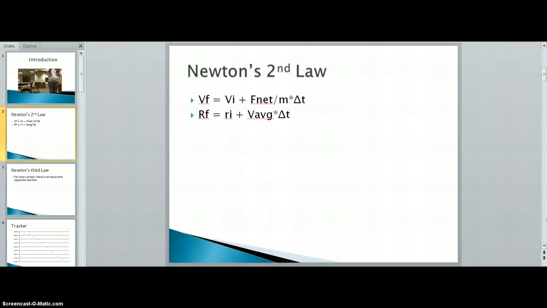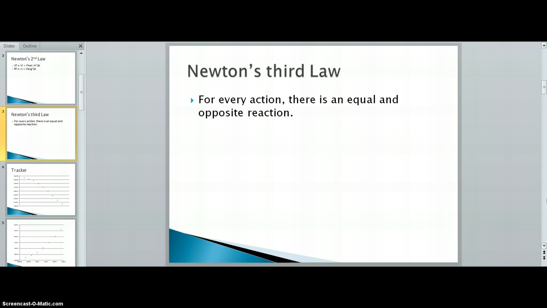Newton's second law states that the final velocity is equal to the initial velocity plus F net over m times delta t. And Newton's law can also be used to predict the final position, which is by the equation final position is equal to initial position plus v average times delta t. Another law to keep in mind is Newton's third law, which states that for every action there is an equal and opposite reaction, which sort of comes into play later on.